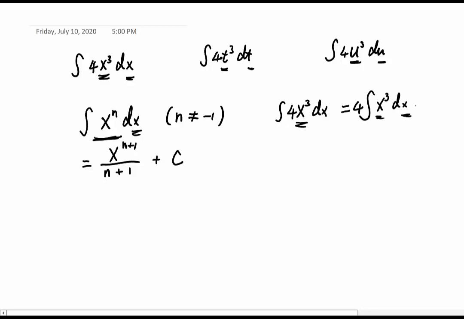Now we're going to apply the rule right here. It gives us 4 times the base x to the n plus 1, that's 3 plus 1 is 4, over 4, plus a constant c. The 4s can be reduced. The final answer will be x to the 4th plus c. The same applies to my second problem for the t: that's going to be t to the 4th plus c. Also, it could be u to the 4th plus c.